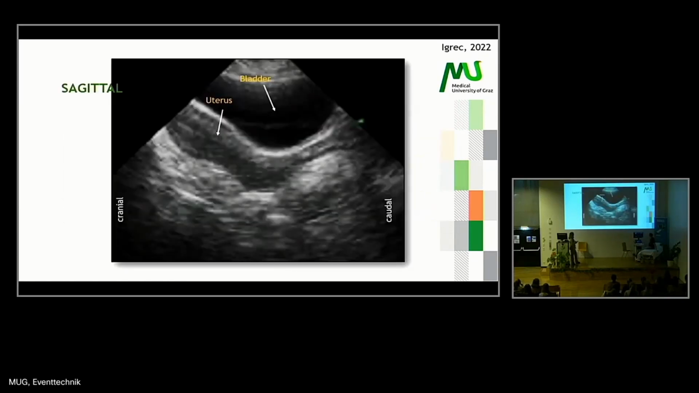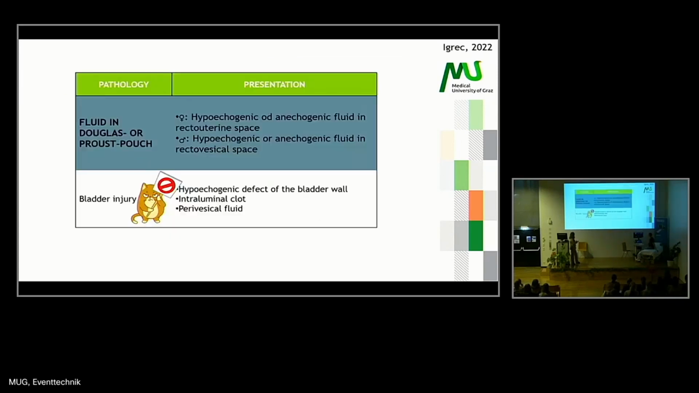How does it look like? So we have uterus, we have bladder in front of the uterus, and here is where we are looking for the fluid. So it looks like this. And one more time, so Proust, Douglas, it's the same evaluation for females and males.